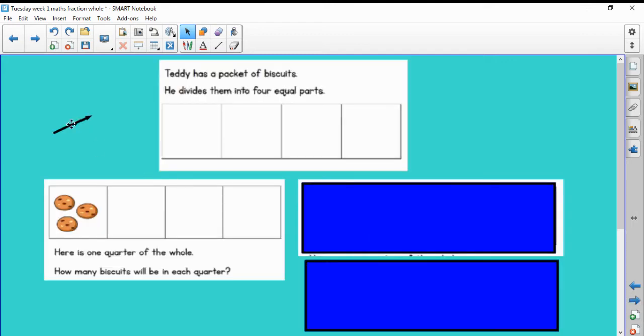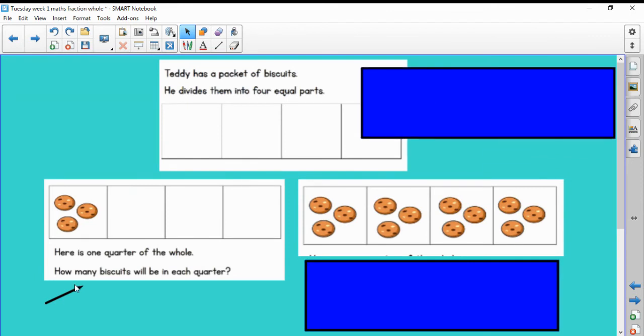So Teddy has a packet of biscuits and he divides them into 4 equal parts. I've used a bar model here to show the packet of biscuits divided into 4 equal parts. Each part is called 1/4. In 1/4, Teddy has 3 biscuits. How many biscuits will be in each quarter?